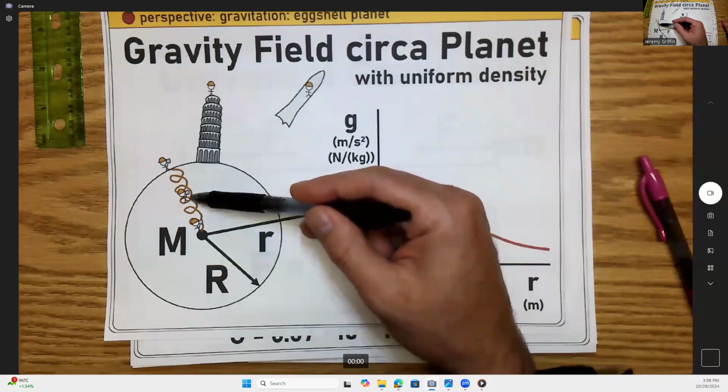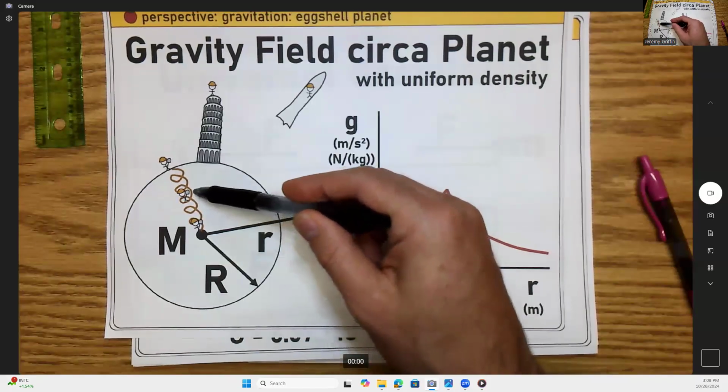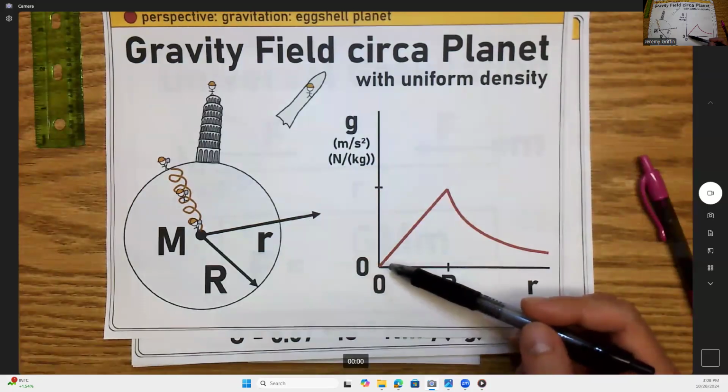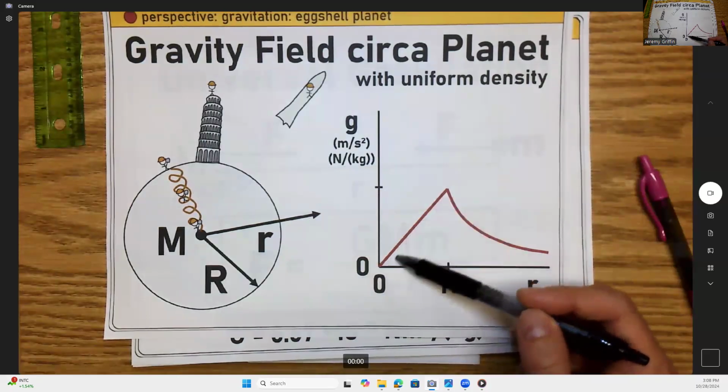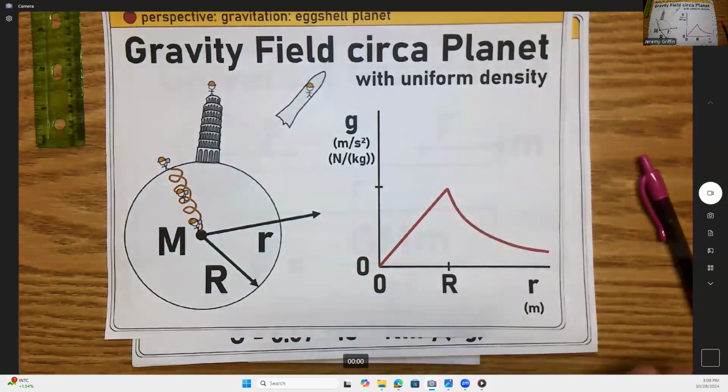Now, I didn't actually prove that to you guys, but you can prove that. Maybe we'll save that for a different day, but just go ahead and take my word for it now. This is true as long as there's uniform density all the way through. That would be this line right here. So I'm making the claim without proving it today that this is a linear relationship as long as you're inside the planet. Okay, you guys get that?